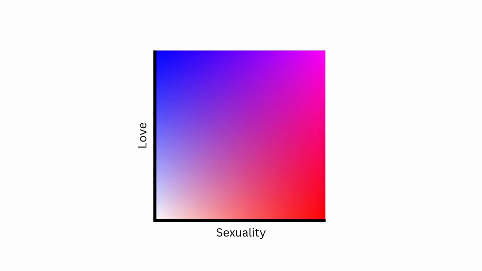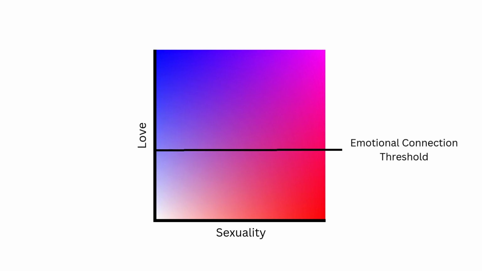The last pair of terms I'd like to map onto the model are demisexual and fraysexual. Demisexuals require an emotional connection in order to experience sexual attraction. Fraysexuals can be thought of as the opposite. In other words, if there's too much of an emotional connection, they are no longer sexually attracted to a given person. I'll be using another arbitrary threshold, this time on the love dimension of the model, that I call the emotional connection threshold.